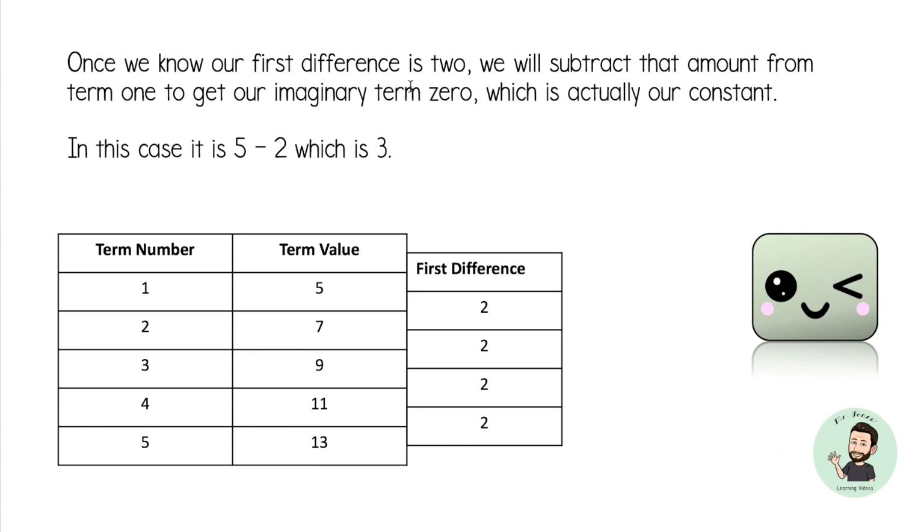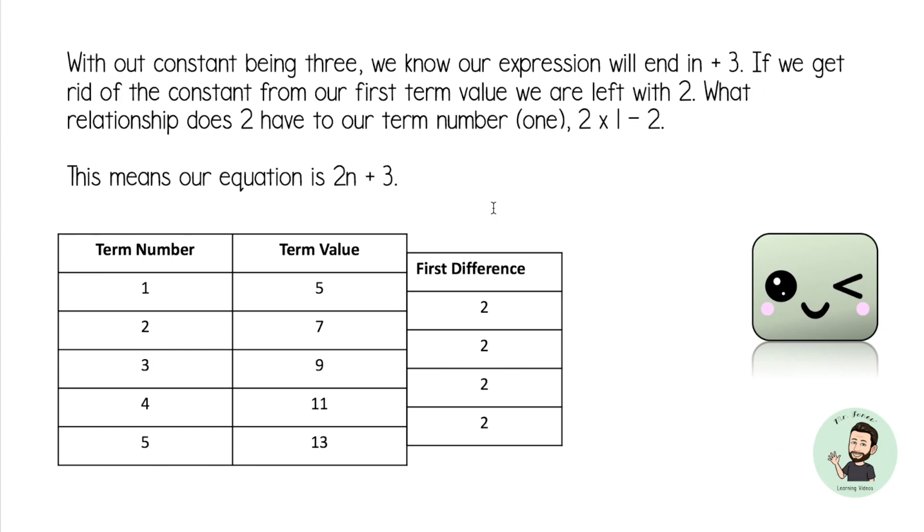Once we know that our first difference is 2, we'll subtract that amount from term 1 to sort of get an imaginary term 0. This value is our constant. So again, term 0, that would be the spot where our line hits the y-axis, right? Our y-intercept. And that's going to be our constant for our equation. So in this case, it's 5 minus 2, which is 3. With our constant being 3, we know our expression will end in plus 3.